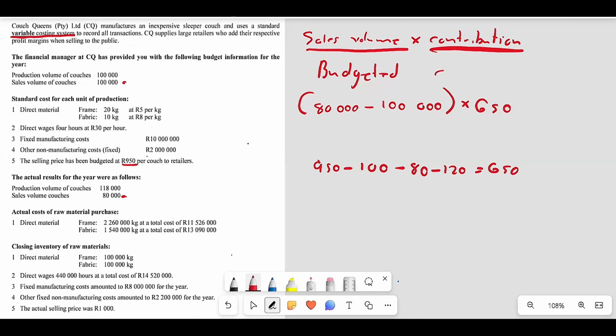Therefore, our sales volume variance would be an amount of, let's quickly do this in our calculators. This would give us an amount of 13 million. Adverse, because it gives us a negative, so it is adverse. Okay, perfect. So now let's calculate our sales price variance.